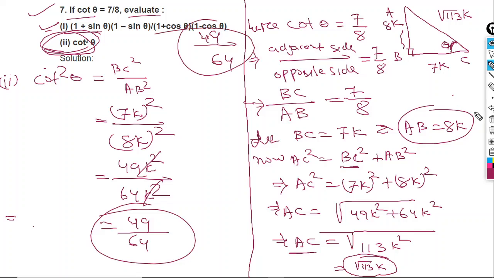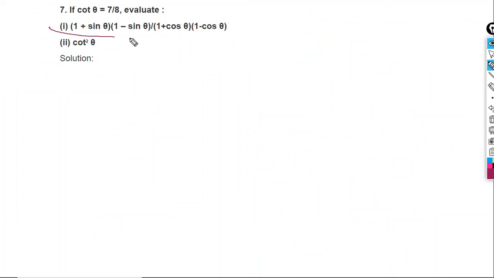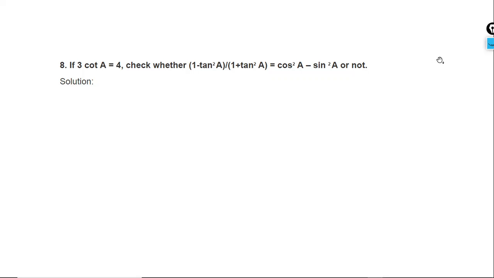Okay, so we'll erase it out now. Therefore you can say I is equal to double I. Okay, whatever. Now we'll move to the next one. Question number 8.